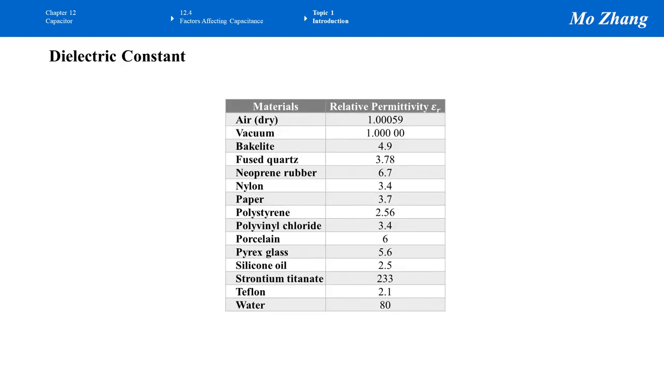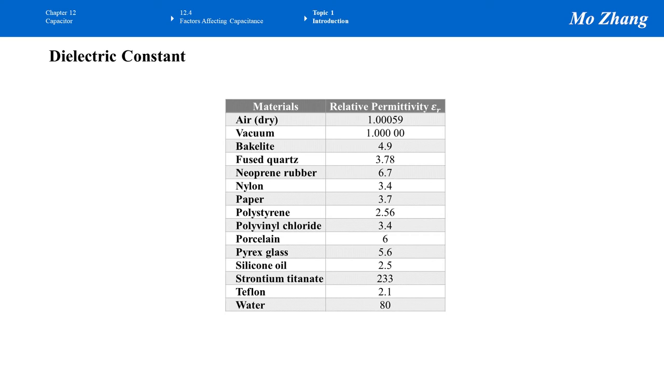To know how much a material can affect the capacitance, we can refer to this table. As you can see, the table has two columns. The first column has the name of the material, and the second column means the relative permittivity. The symbol is epsilon r. The number here means how much better it is than a reference material. The reference material we chose is the vacuum, which means all other materials are compared to vacuum.